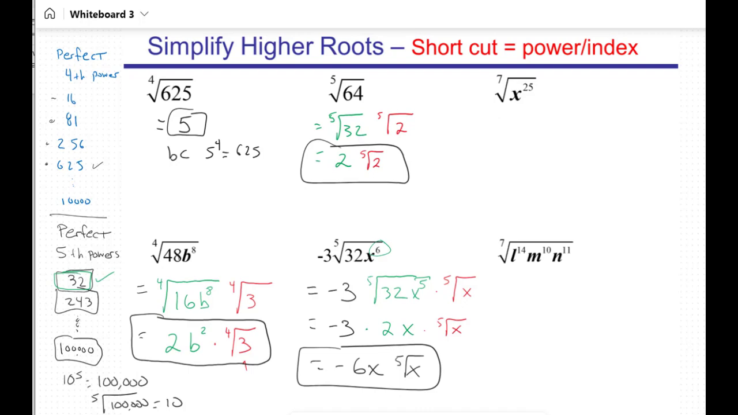Last two problems. Notice both of the last two are seventh roots. Now, if they did have numbers, you'd have to check their numbers to see if they are perfect seventh power numbers. But neither of these have numbers. So, how do we do them when there's variables? We do the variables slightly different. We do the variables by multiples of 7. So, oops, I gotta move this over.